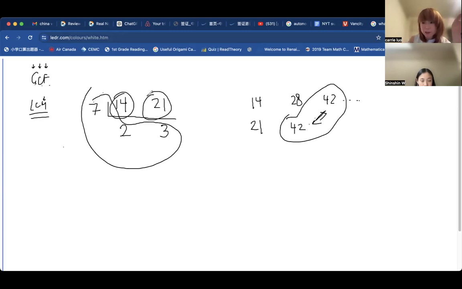So remember, all the numbers you copy, you don't have to time them. 14 and 21 you copied from the question, right? But the numbers you wrote down, you times them. So 7, 2, and 3 are the numbers you wrote down, right? So you time them together equals 42. Did you get me?